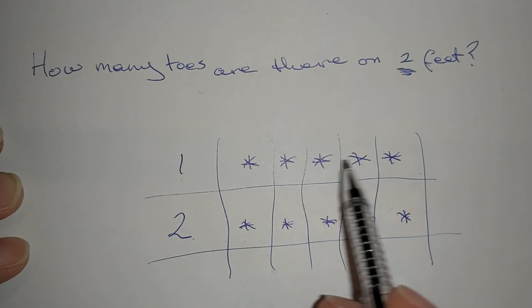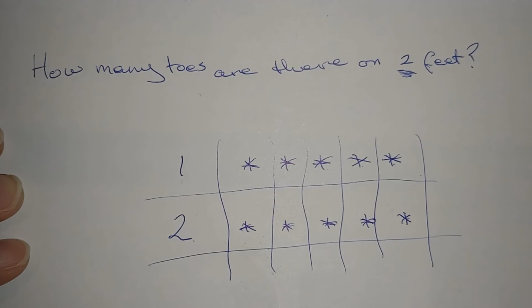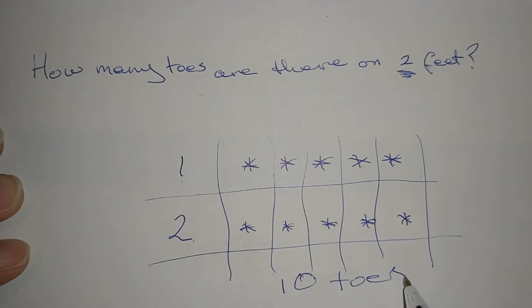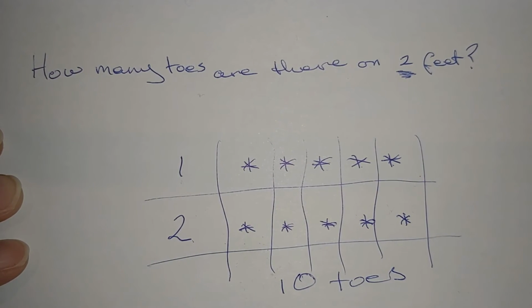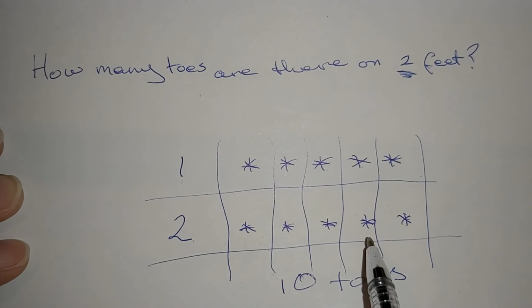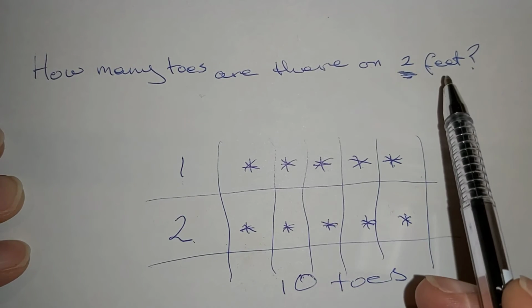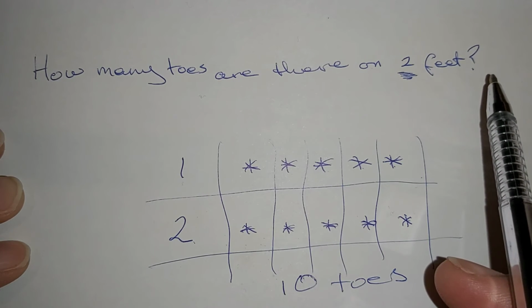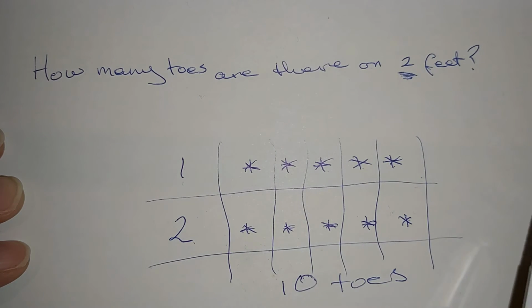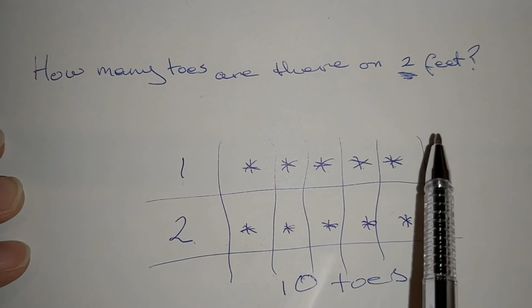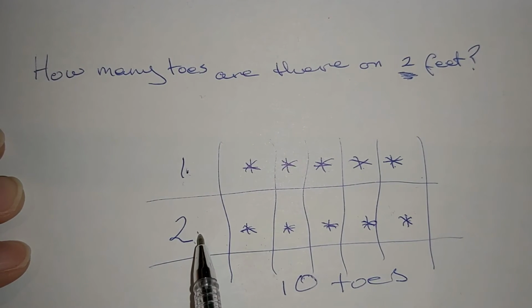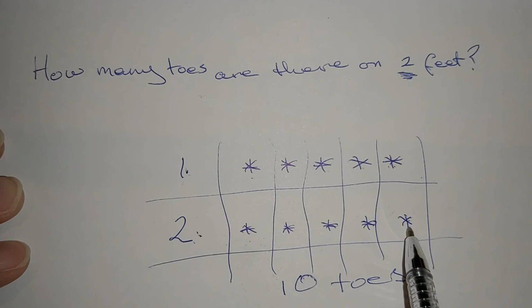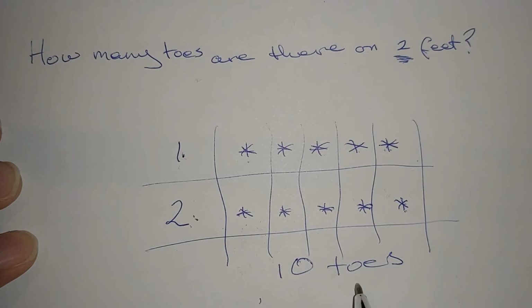Altogether, I have 5 and 5, 10 toes. So this is my array to represent this. I didn't have to draw 2 feet. I just needed something that would give me the numbers that I want to work with. So my 2 feet has 5 toes on 1 foot and 5 toes on the other foot. And that means 10 toes altogether.